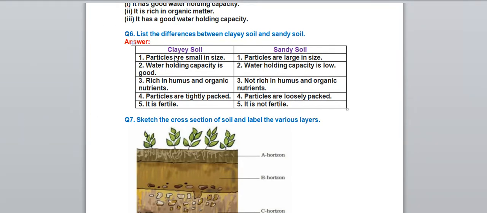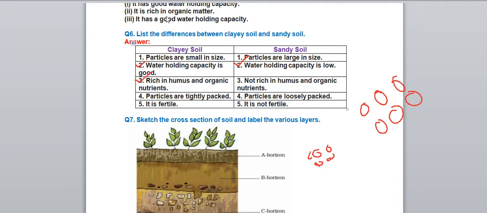Okay, the first point, what you will write for clay soil, particles are small in size. We know that in clay soil, the particles are very small in size. But in sandy soil, the particles are bigger in size like this. Second point, clay soil has a good water holding capacity, but in sandy soil the water holding capacity is low. It's not so good.